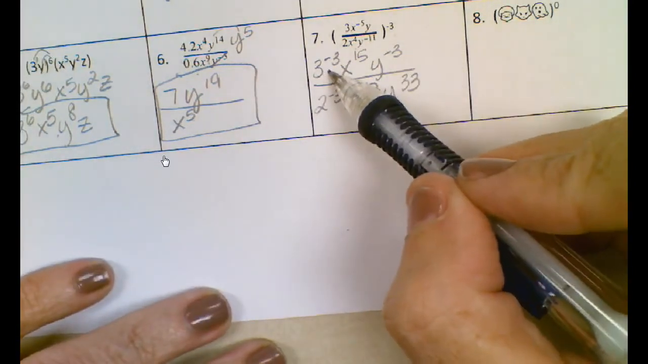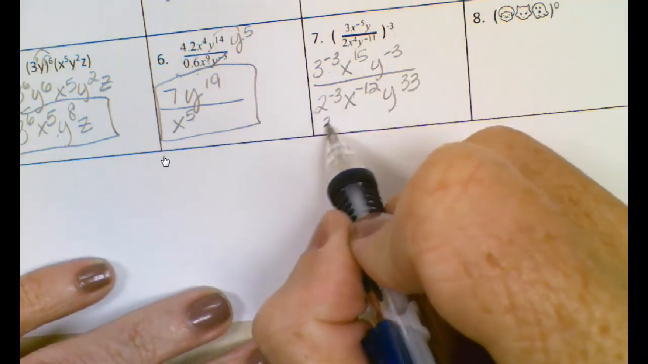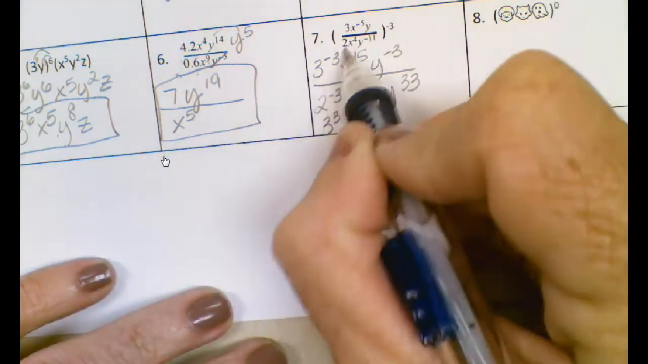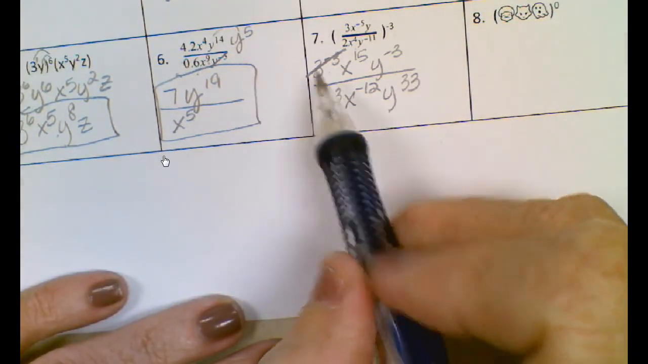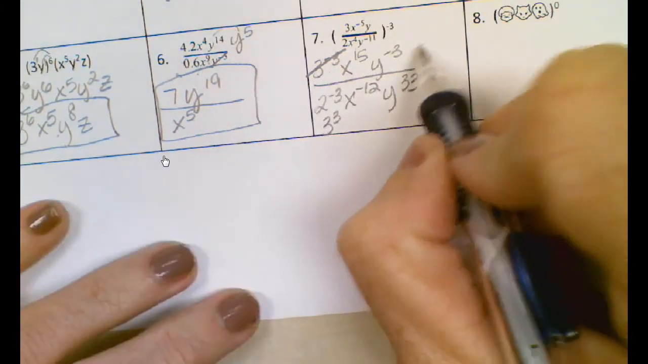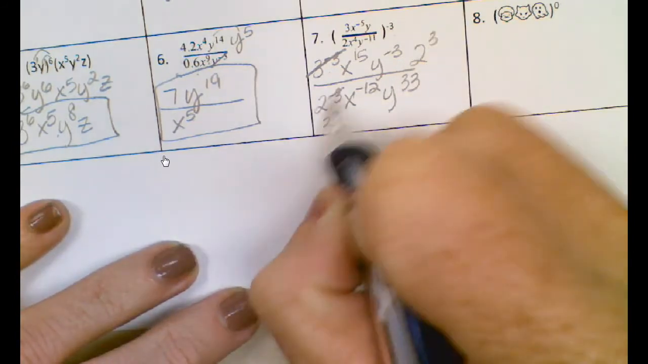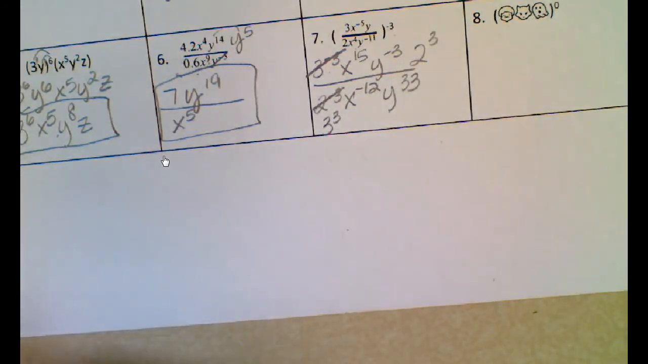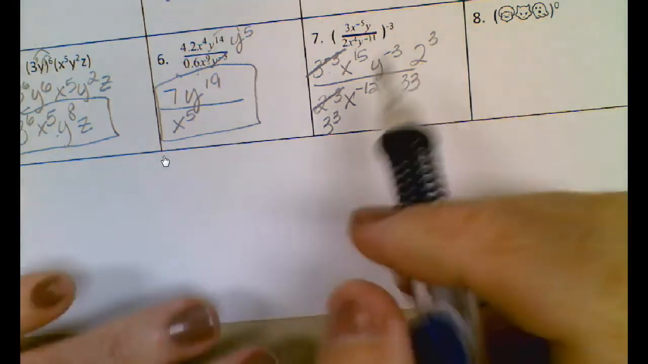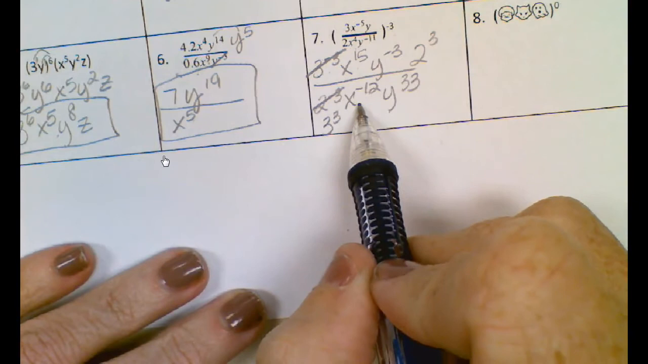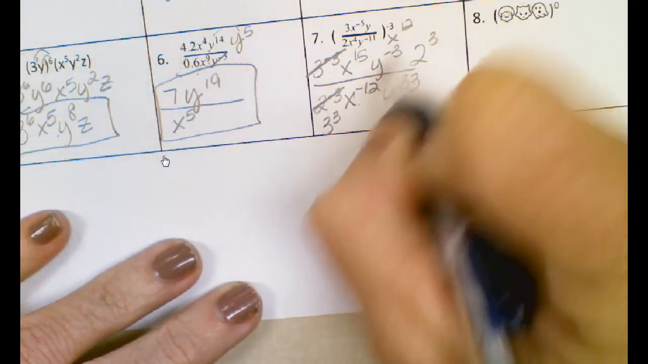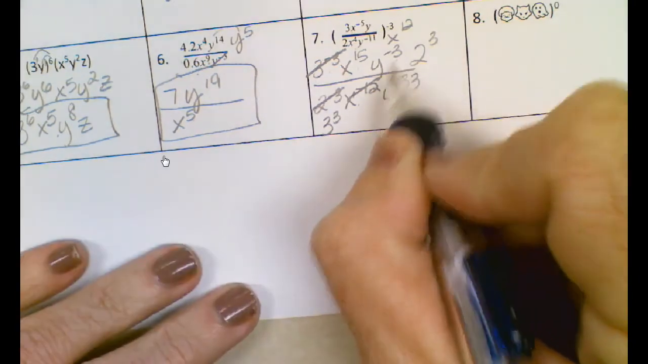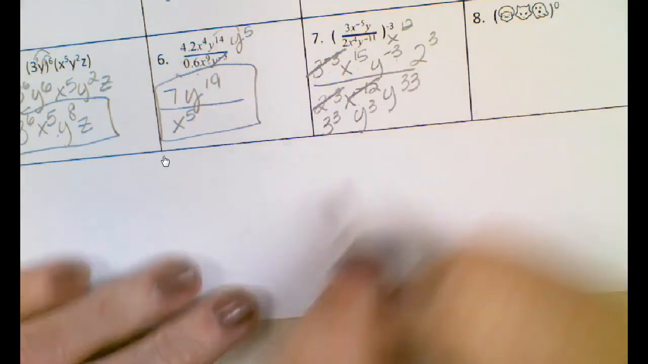Anything that's a negative exponent, I'm going to move. So let's start with that 3 to the negative 3. I'm going to move that down below and change it to a positive exponent. By the same token, that 2 to the negative 3, I'm going to move up to the top and change it to a positive exponent, because I know that means reciprocal, so I need to move it. My x to the 15th is okay. My x to the negative 12th, I'm going to put up here also and change to a positive. And that y to the negative 3 is going to come down.